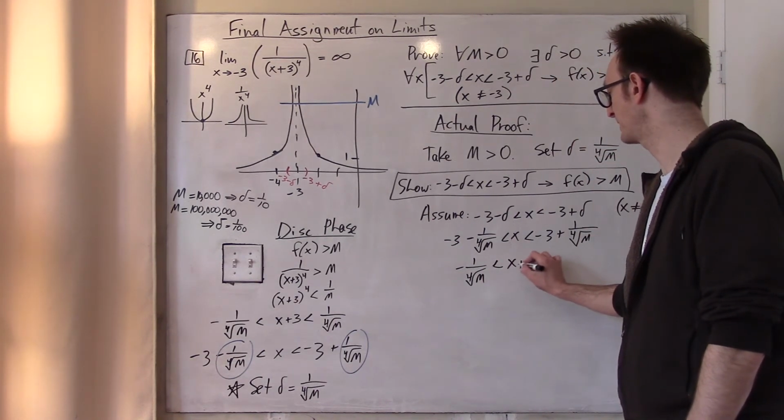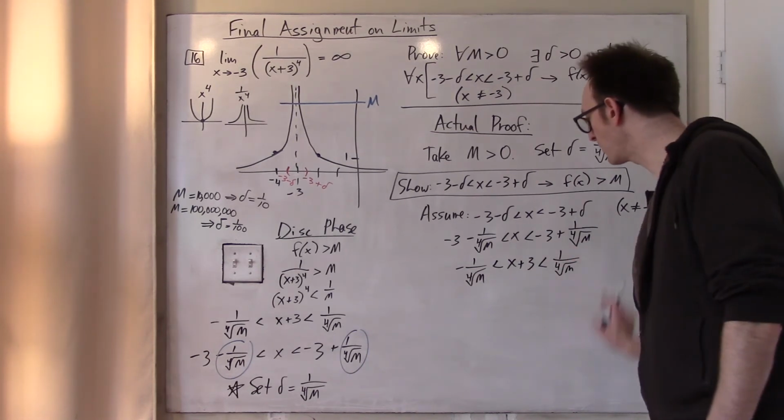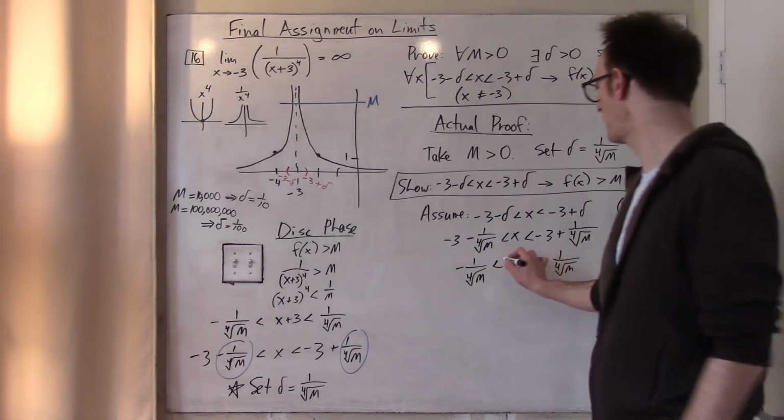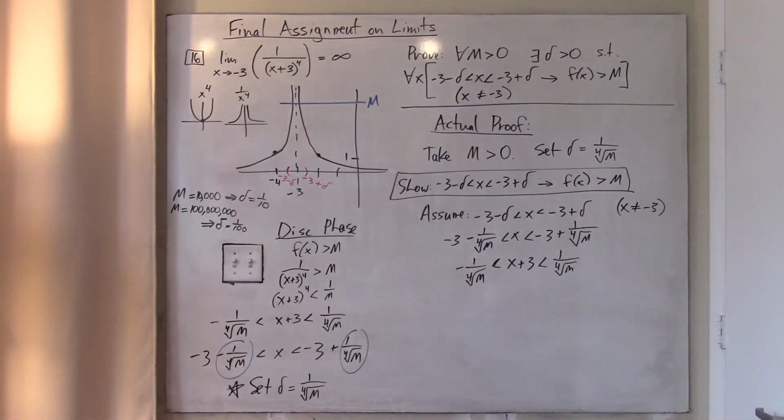Is less than x plus 3, which is less than 1 over the fourth root of m. And now what you want to do is you just want to use, kind of without justification, some kind of general principle, such as, suppose you were in algebra 1 or something, and someone told you that x was between negative 3 and 3. Well, it seems then that you should be able to conclude that x squared is therefore bigger than 9. But how exactly to go from here to here?